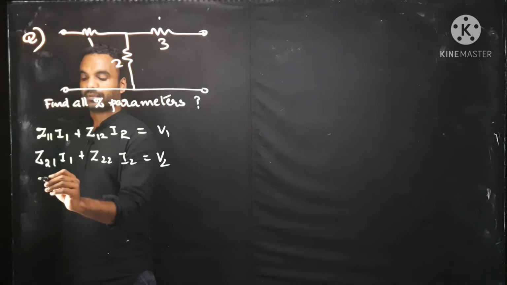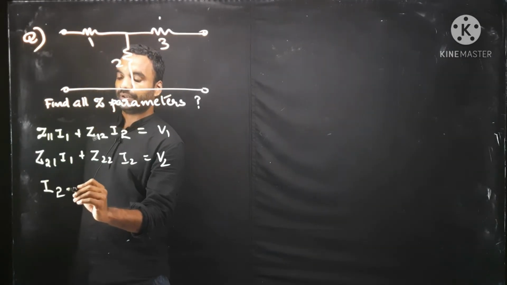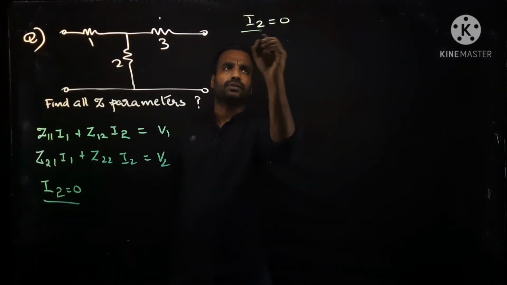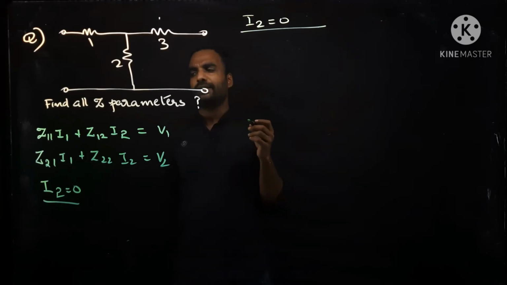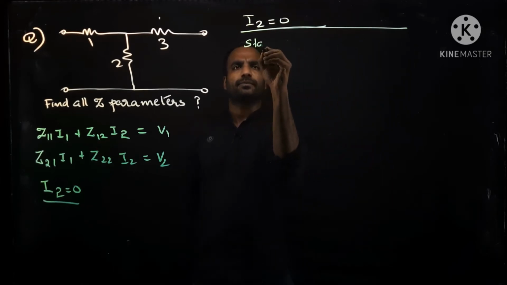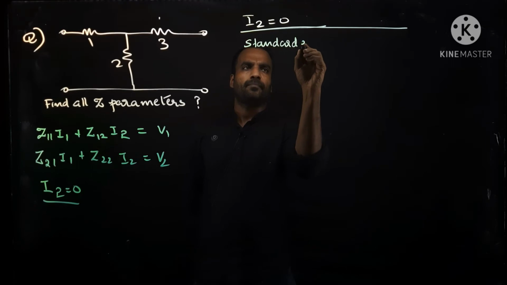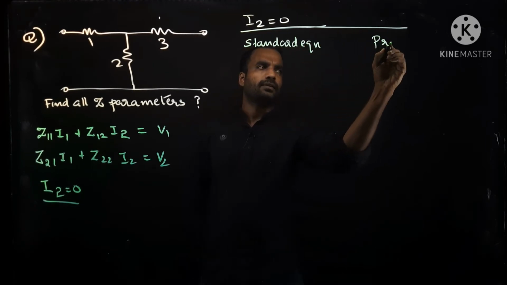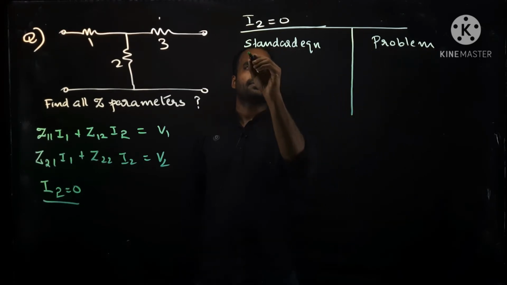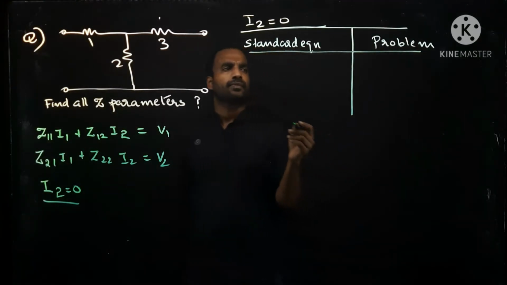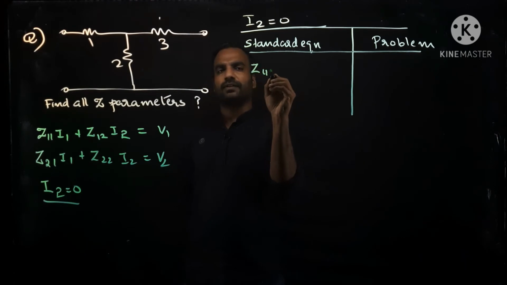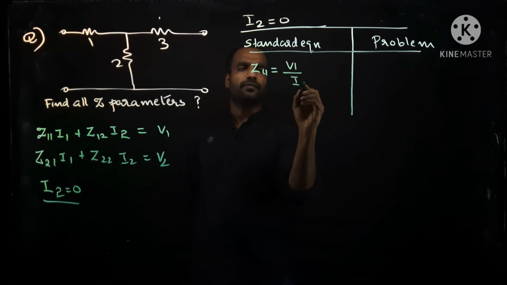Initially we are making I2 equal to 0. I will write here: we are making I2 equal to 0 initially. For that, I will write the standard equation, and I will write the equation derived from the problem on the right side. What is the standard equation when I2 is equal to 0? Z11 is equal to V1 by I1.